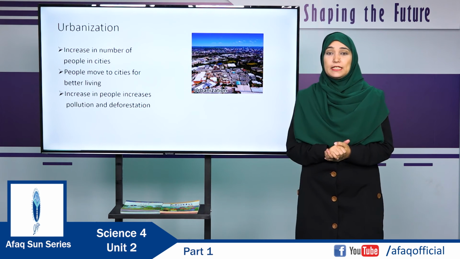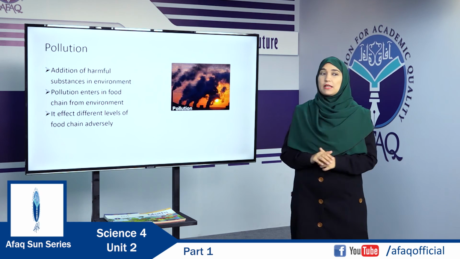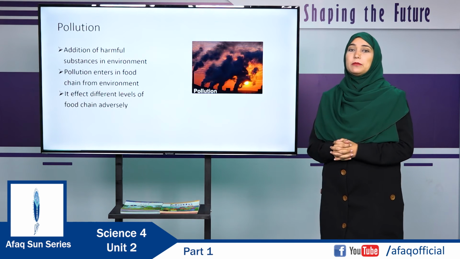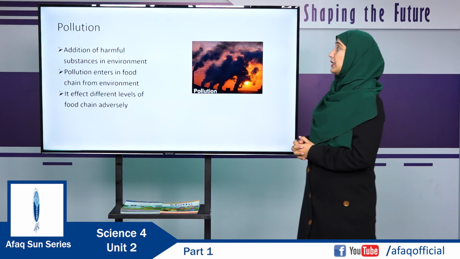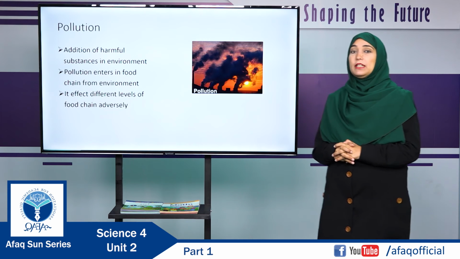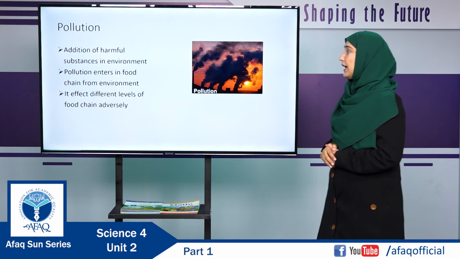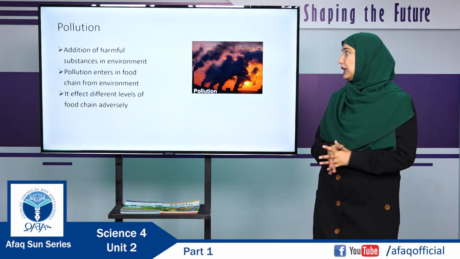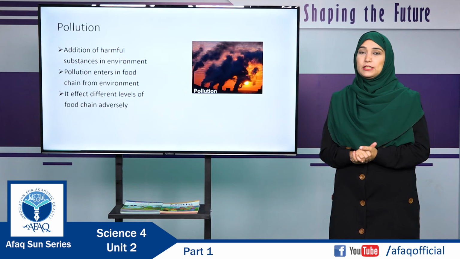But increase in people in the cities increases pollution and deforestation. What is pollution? Pollution is addition of any harmful substance into the environment. And how are these harmful substances entering the environment? They are entering through air, water and land. And how does it affect the ecosystem? It affects different levels of the food chain adversely and affects the whole ecosystem.